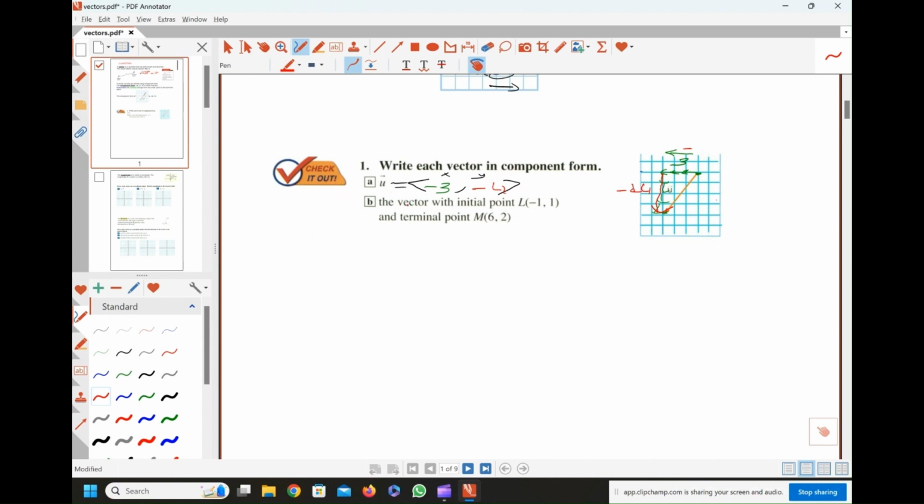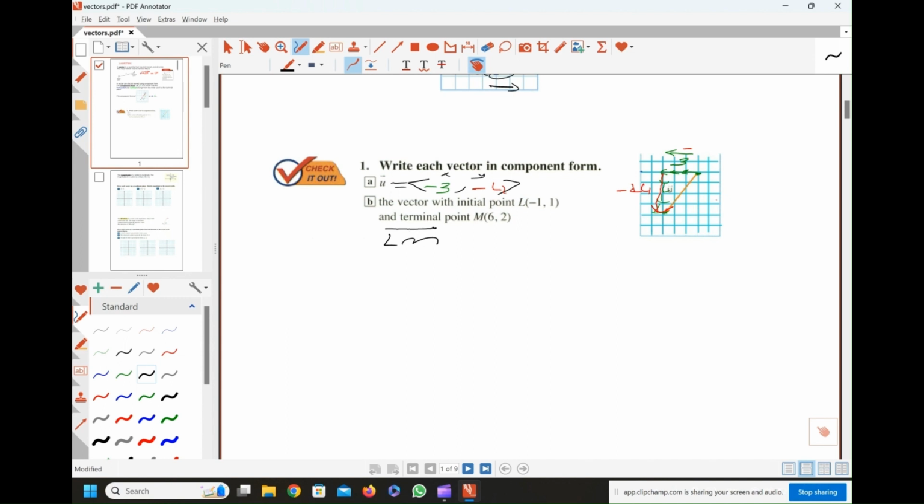Second part, the vector with initial point L and terminal point M. Let's write the vector first. It is asking about vector LM. L is the initial point, M is the final point.